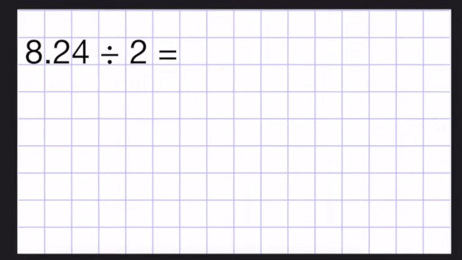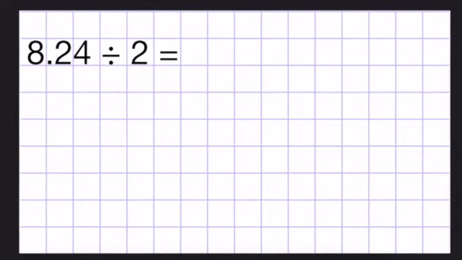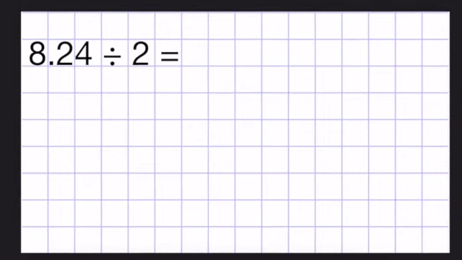Next, we have 8.24. So pause the video, do that as a bus stop method. Don't forget to put your decimal place above, and then we'll go through the answer together.